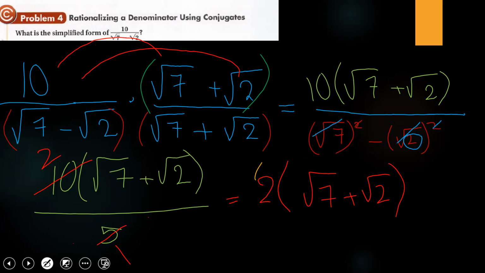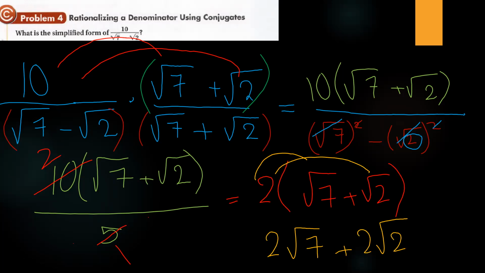Then after that, let's now multiply them. So we say they are 2 square root of 7 plus 2 square root of 2.